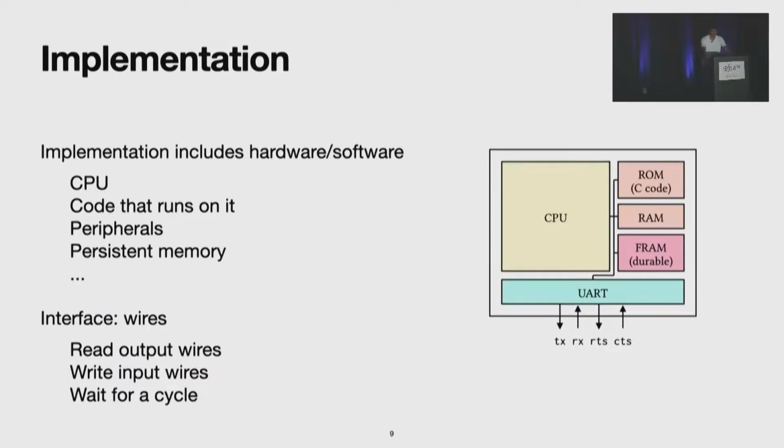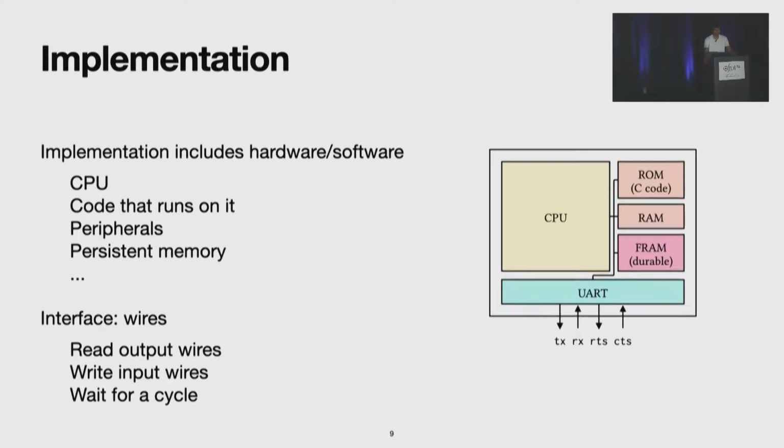Implementations, on the other hand, are much more complex. On the right, we see a schematic for an implementation, and the implementation includes hardware and software. So this includes the CPU, the code that runs on top of the CPU, and other stuff inside the system on a chip, like the peripherals and persistent memory and so on.